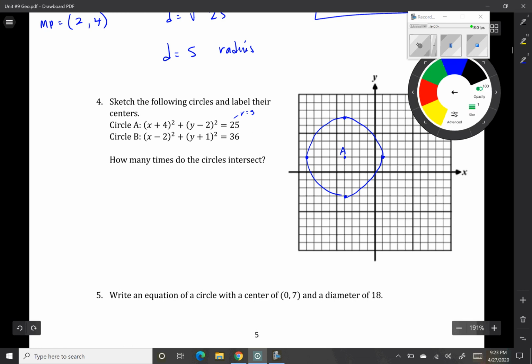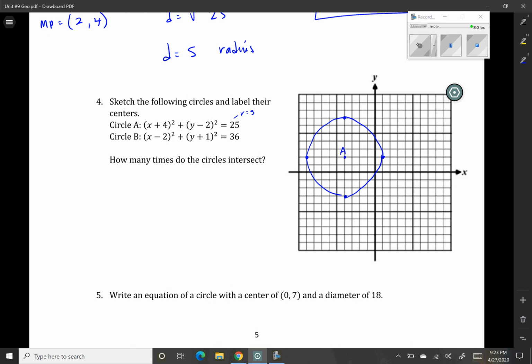For circle B, which I will do with a different color, I have the coordinate of the center of 2, -1, and a radius of 6. So I'm going to go up 6, 1, 2, 3, 4, 5, 6, down 6, 1, 2, 3, 4, 5, 6. I know that the radius is 6 because the radius is equal to the square root of the value it's equal to. If I connect our points as best I can, I see that these two circles intersect at two different locations. So we have two points of intersection.